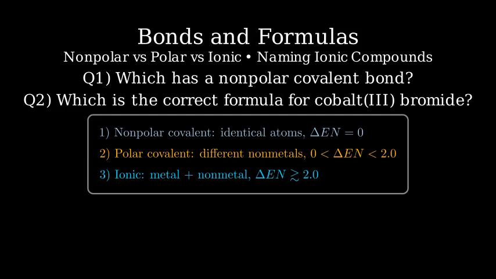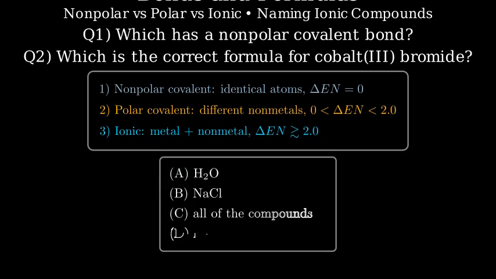1. A nonpolar covalent bond happens when two identical atoms share electrons equally. Delta EN equals 0. 2. A polar covalent bond happens when two different nonmetals share electrons unequally. Delta EN is greater than 0, but less than 2.0. 3. An ionic bond happens when a metal and a nonmetal transfer electrons. Delta EN is about 2.0 or larger.